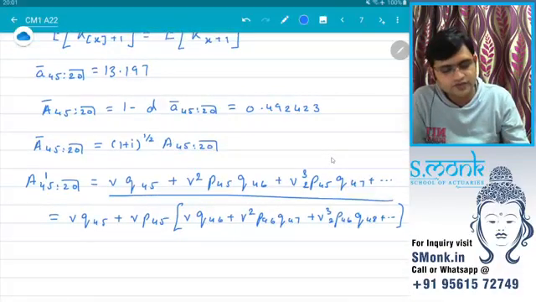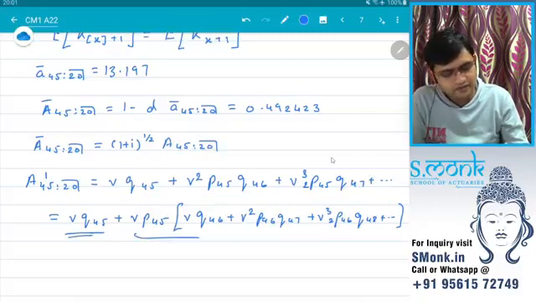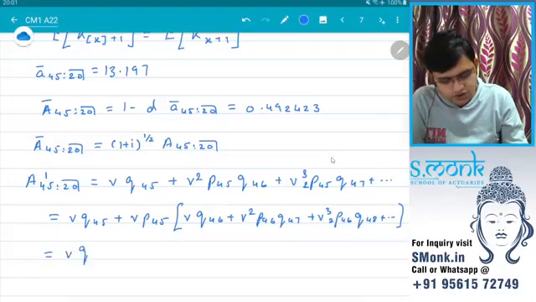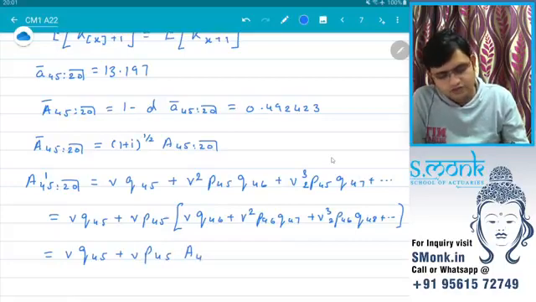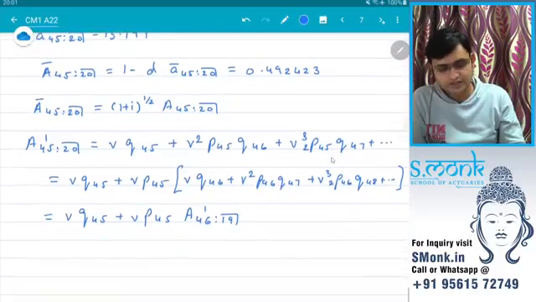This was going for 20 years, this is going for now this 1 year, and then this is going for only 19 years. So this becomes v q45 plus v p45, and we'll have A 46:19.